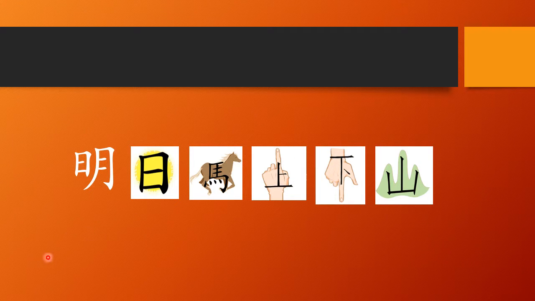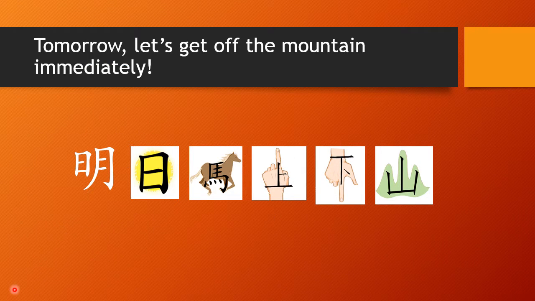So therefore, the complete translation here would be: tomorrow, let's get off the mountain immediately. You are going to say, where's the let's? Where's the we? There isn't. Very often, you just have a verb with no subject whatsoever, no pronoun, and it's understood to be he or she or I or we or whoever is here. I know it sounds confusing, but that's the way we talk.